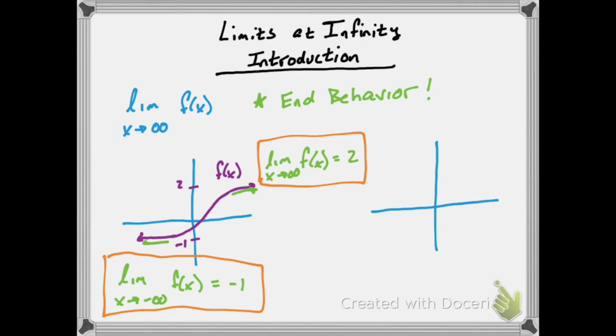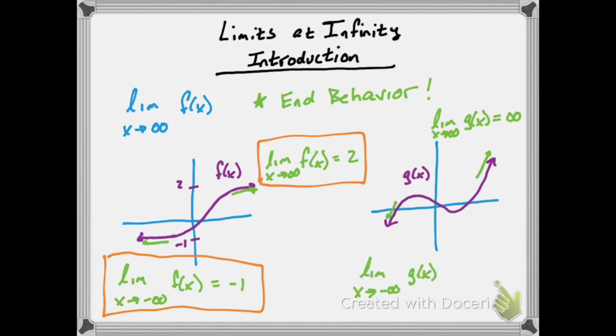This isn't always the case. Here's another example. In this function, let's call it g of x, as we travel to the right on our function, i.e. as the limit as x approaches infinity, our y values keep getting larger and larger, so we say the limit is positive infinity. And on the left side, as x approaches negative infinity, our y values are going down and down, so we say the limit is negative infinity.